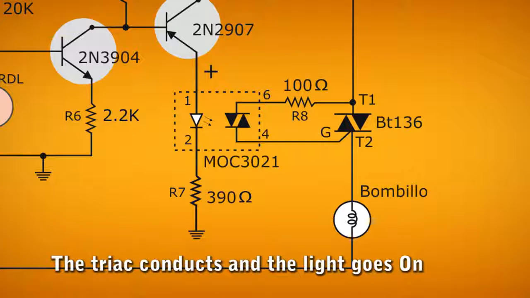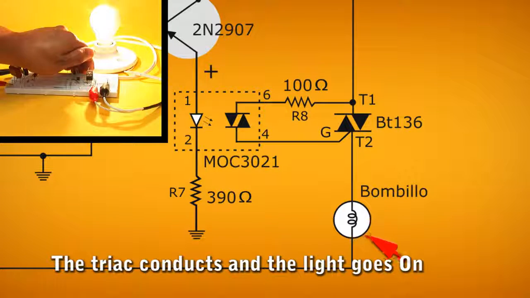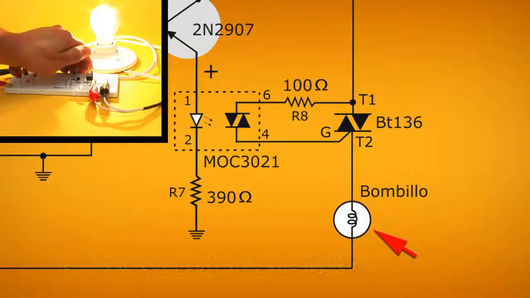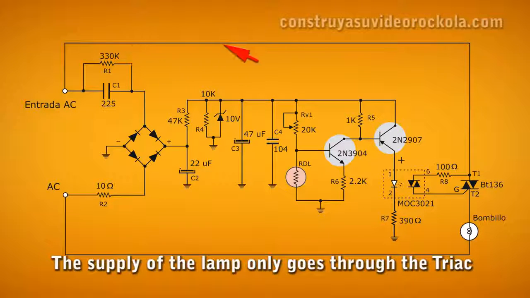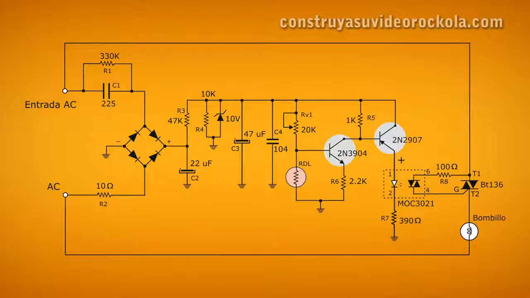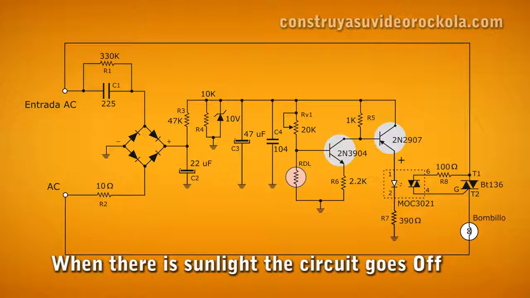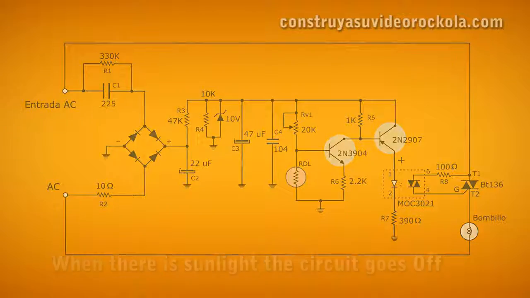The triac conducts current from the public network between its terminals T1 and T2, and as the bulb is in series, it turns on. When the LDR receives light again, its impedance is low and negatively biases the 2N3904 transistor base. Since the transistor is NPN, it is non-conductive, and therefore the other transistor, the optocoupler and the triac do not conduct, and so they turn off the bulb.